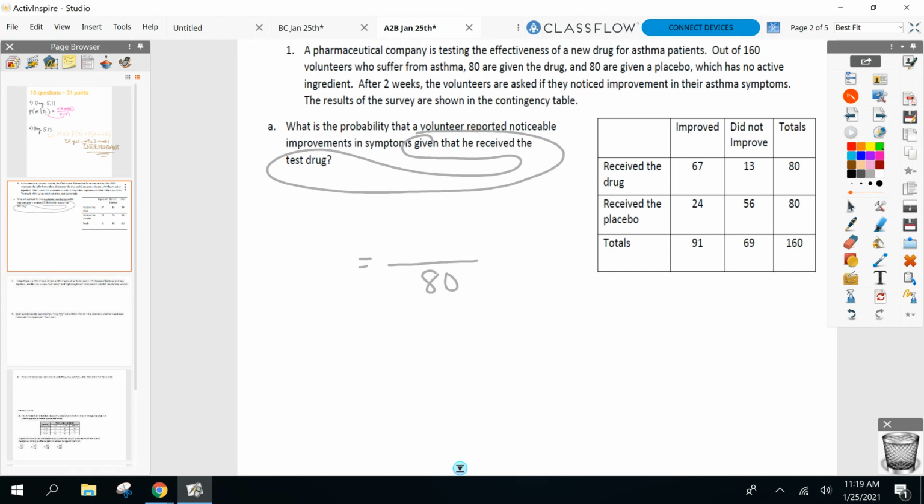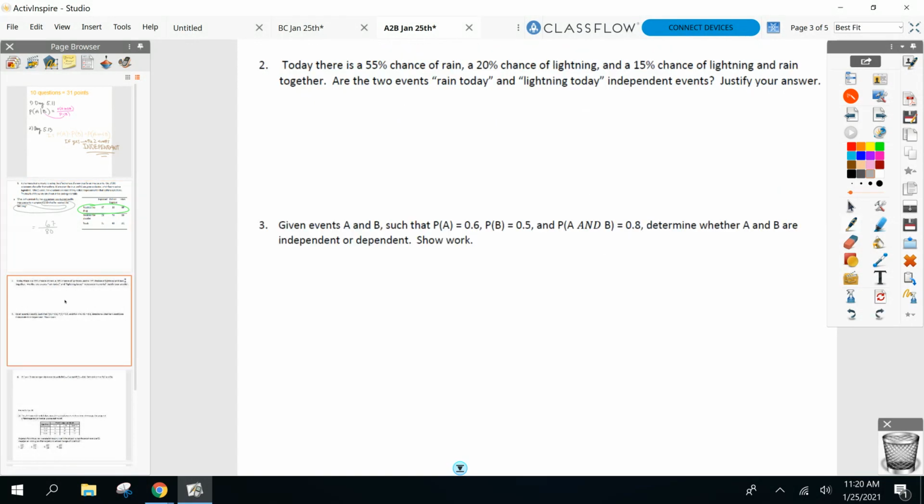Everyone see where Will's getting that? He's looking at the row that says receive the drug. Okay, Will, going back to you. Out of those 80, Will, how many volunteers reported noticeable improvements out of 80? 67. Done. 67 out of 80. Everyone see why it's not out of 160? A lot of those tomorrow. A lot of tables tomorrow for you guys to read and answer questions from. Anything from you guys? All right, I'm just going to keep moving unless you guys have questions because I want you guys to work on your own here in a minute.